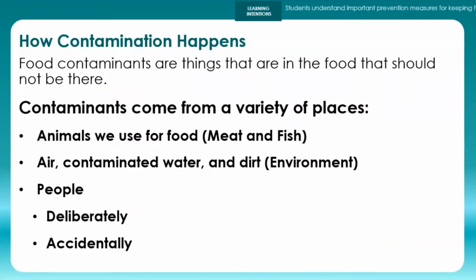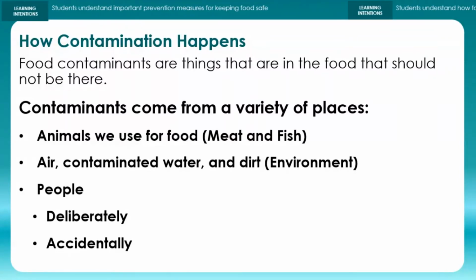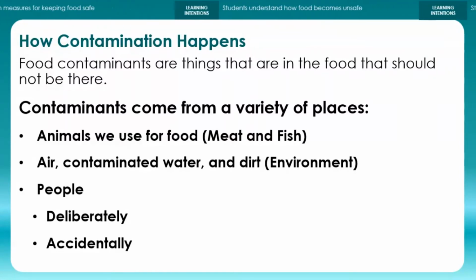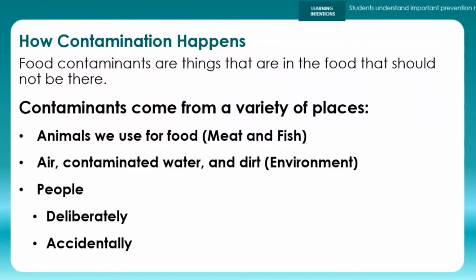How does contamination happen? Food contaminants are things that are in the food that should not be there. So that's how you remember what a contaminant is. Things that are in the food that should not be there. So a contaminant can come from a variety of places.